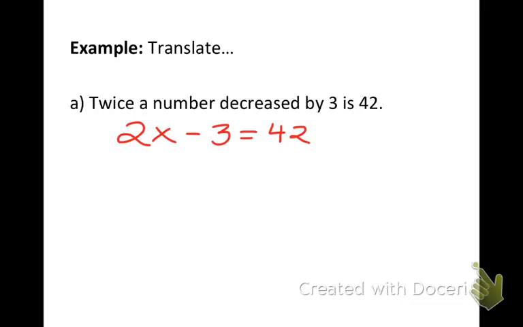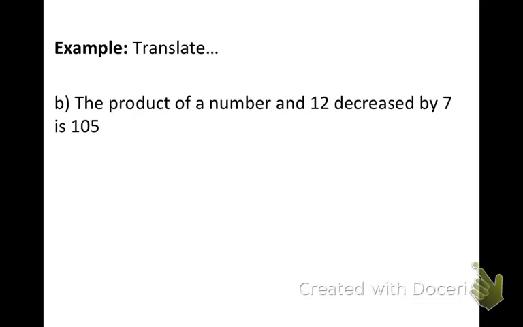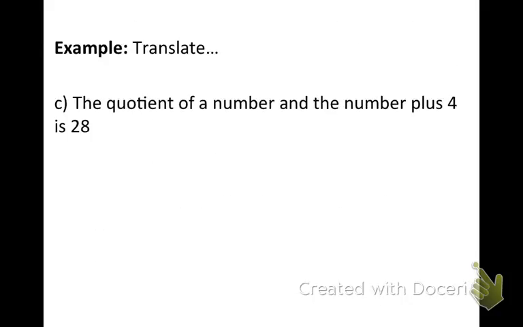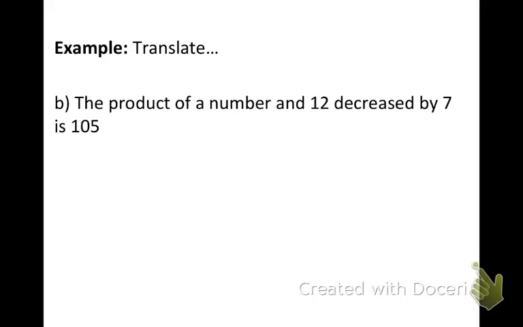All right, so let's try this one out. The product of a number and 12 decreased by 7 is 105. So product means we're going to do what? Multiplication. What two things am I multiplying?